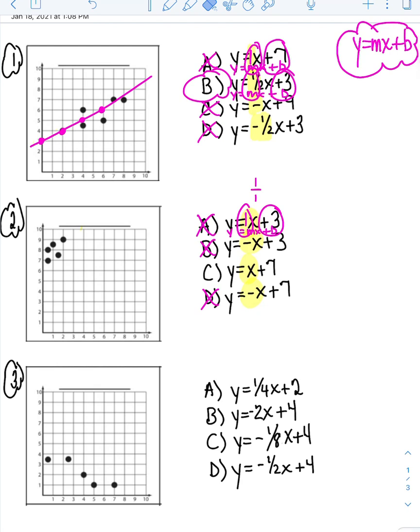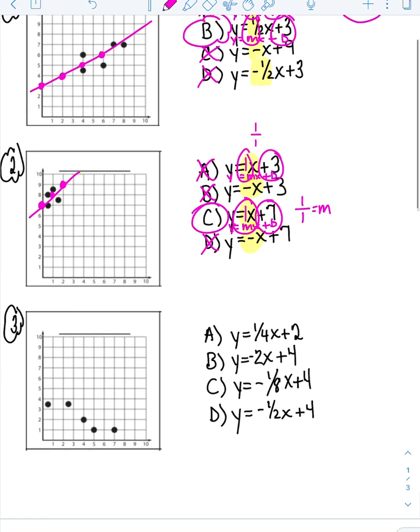So I'm going to erase that and try C, which is my only choice left. Y equals mx plus b. So I start by graphing my 7. That's my y-intercept. And my slope, there's nothing in front of the x, so it's a positive 1. That means I rise 1, run 1 to get to my next point. Start at my 7, rise 1, run 1. And that looks like a very good fit.